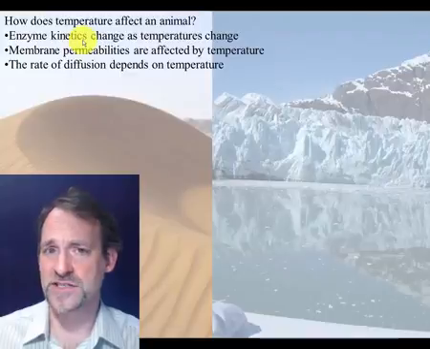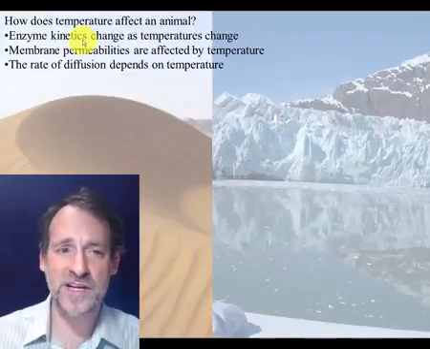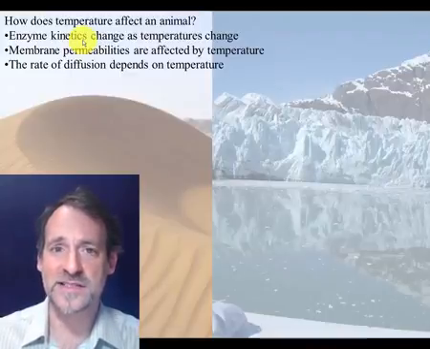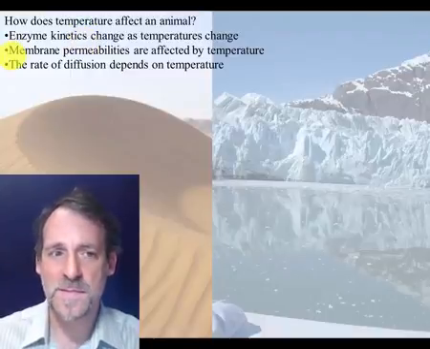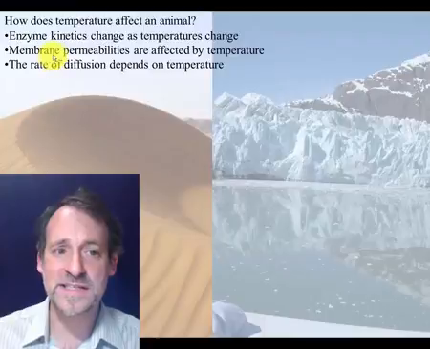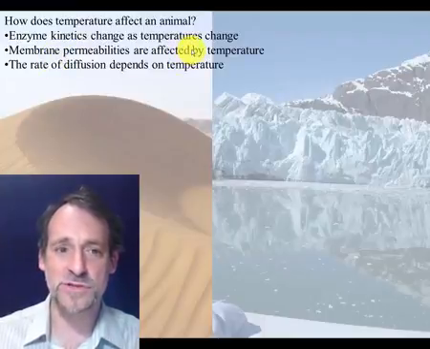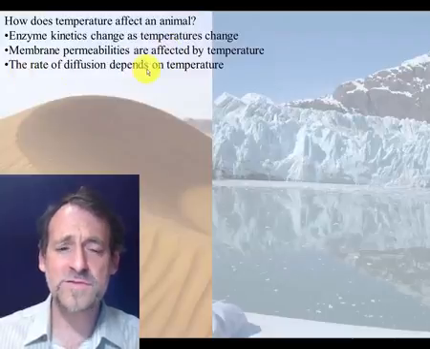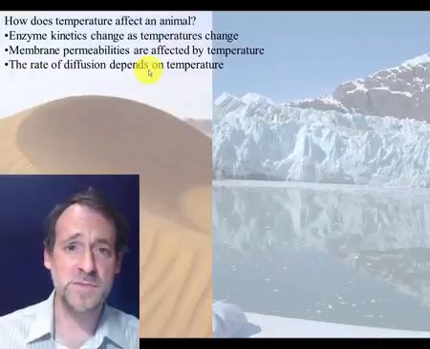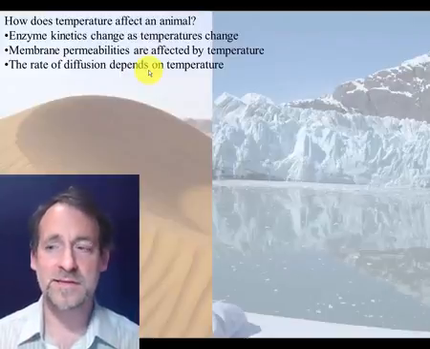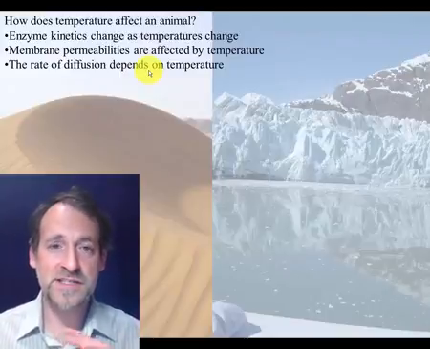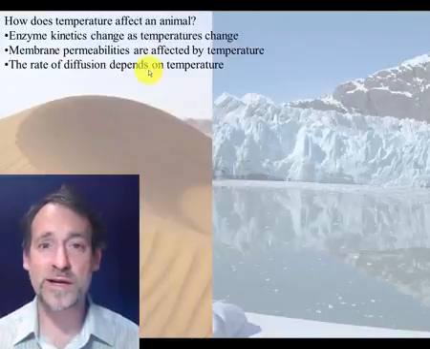So enzyme kinetics change. Chemical reactions accelerate as temperature goes up. They decelerate or slow down as temperature goes down. Membrane permeabilities change. In general, membranes get leakier as temperature goes up. The rate of diffusion also depends on temperature. As molecules start vibrating around more rapidly as temperature rises, that tends to allow diffusion to happen more quickly.